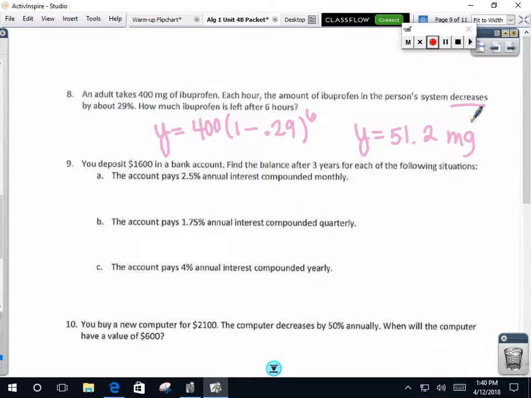Now, you know how like when you pick up a medicine bottle, it'll tell you like, do not take more than this in this amount of hours? Well, they don't just make up those numbers. They know how fast that medicine leaves your system and when it's safe for you to put more in your system. And that is because of equations like this. That's how they figure it out.